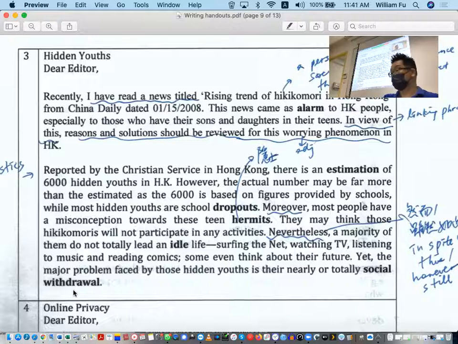And then another student said, hey, sir, I've got a really difficult word from writing. I don't know what it means. Very difficult. I said, so what word? It's more something. Moreover. Okay, so that's Kowloon Secondary School.